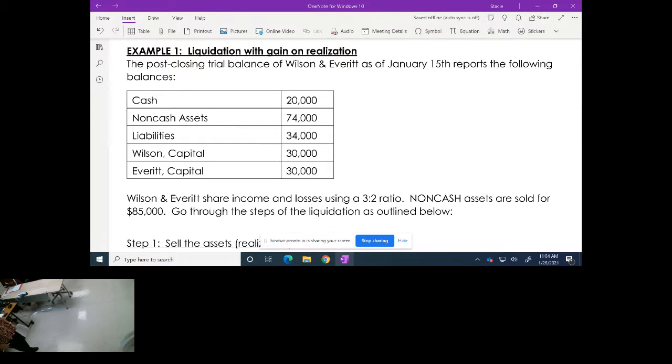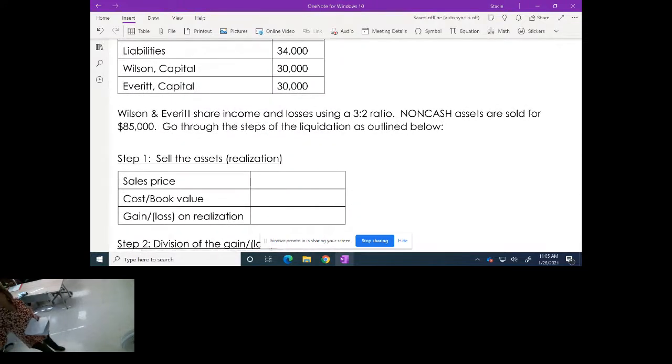All right, so this is Wilson and Everett, and they have the following balances after they've closed everything out. $20,000 in cash, $74,000 in other assets, $34,000 of liabilities, and then the two partners each have $30,000 in their capital accounts. All right, so the two partners share their income and losses using a 3-2 ratio. They're giving us the details of our problem here. Non-cash assets are sold for $85,000.